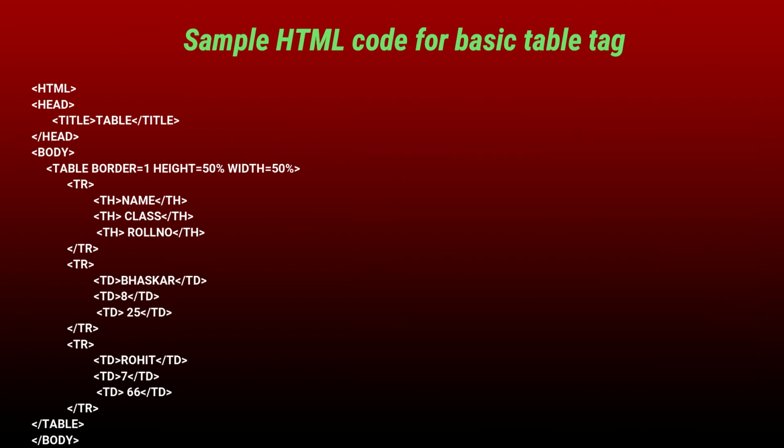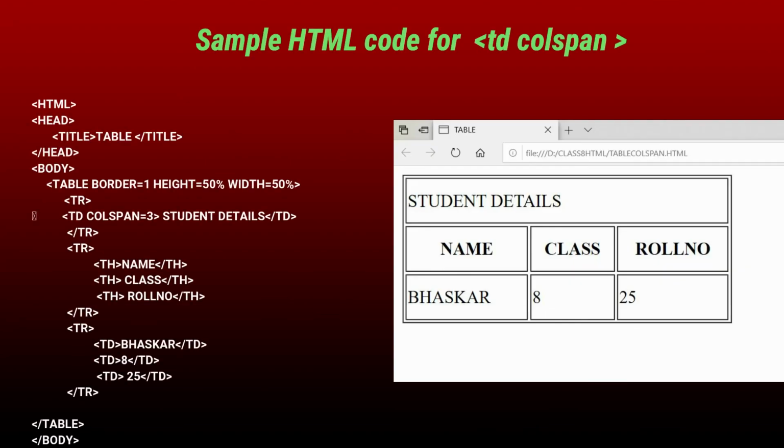Here I have used the col span. If you look carefully at this code, you will see I have written td colspan equal to 3, meaning I am combining 3 columns to form one single column, and in that single column the student details will be displayed. Rest are more or less same.